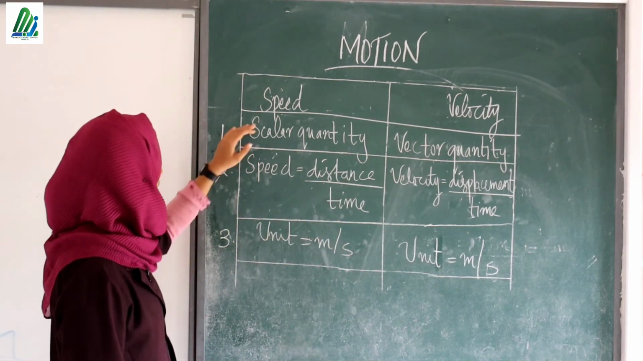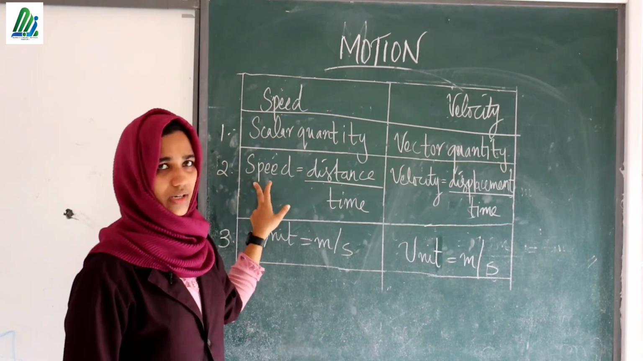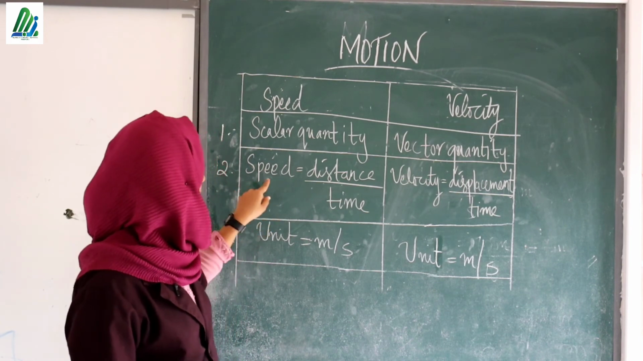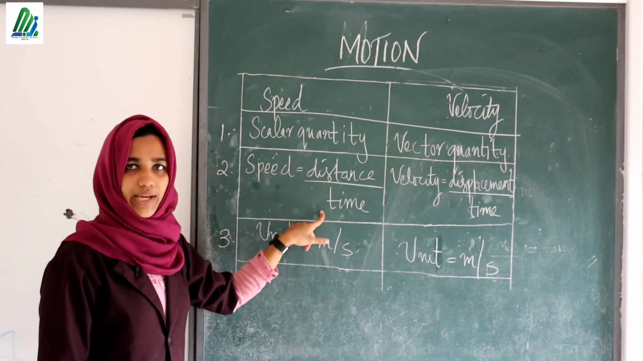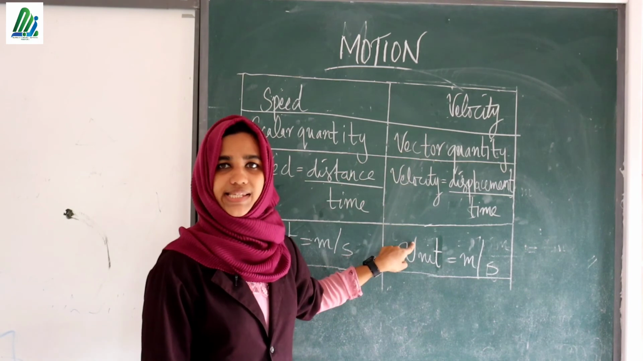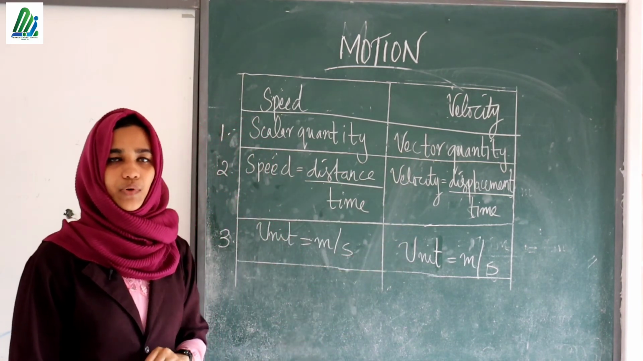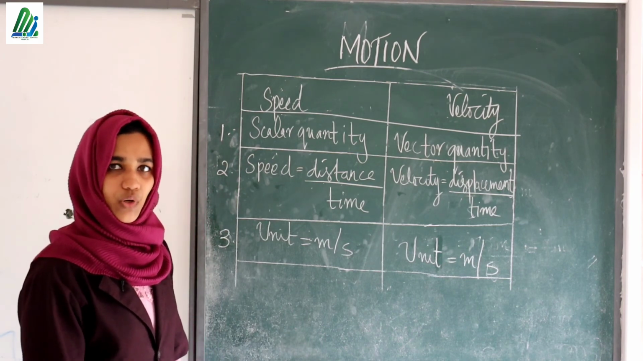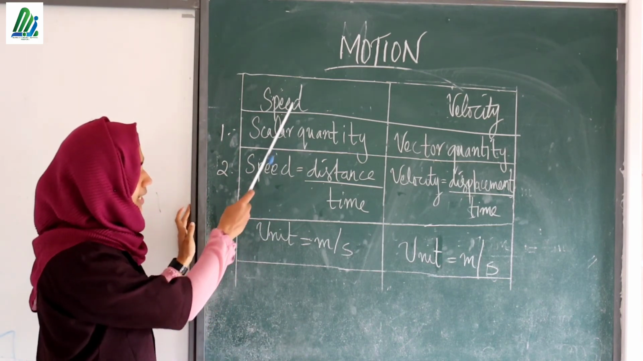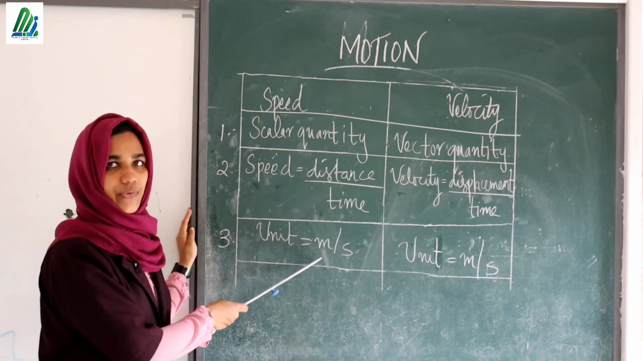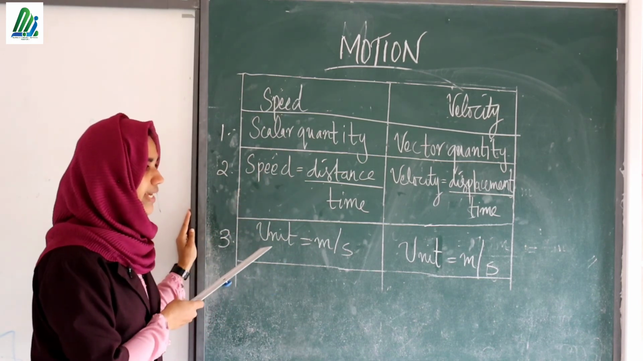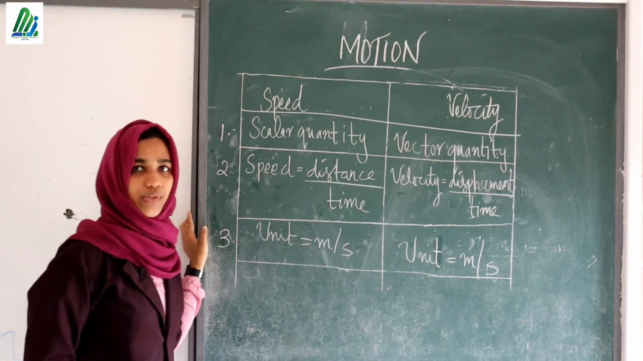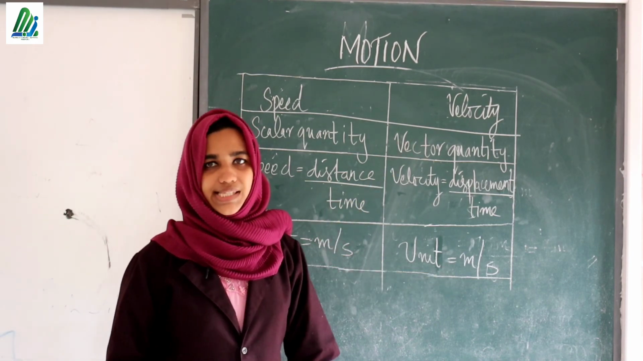Is it clear? Then second one, speed is the distance travelled in unit time, so we can write speed is equal to distance by time. Then velocity is the displacement in unit time, so we can write velocity is equal to displacement by time. Then the unit of speed is meter per second. The unit of velocity is also meter per second.